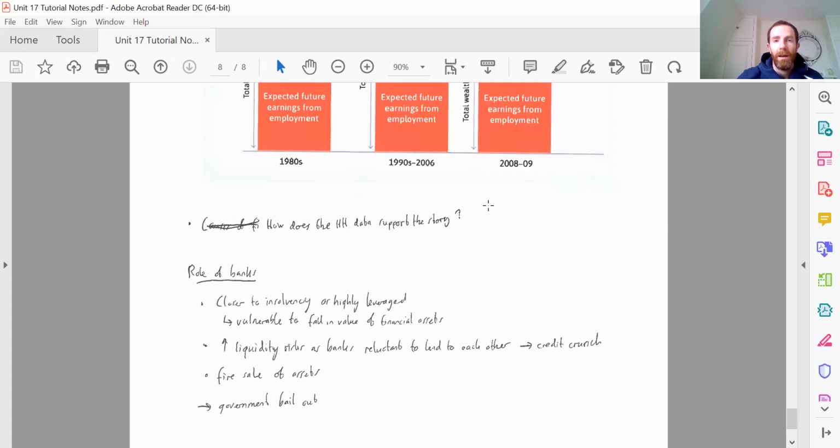So that is a good summary, I think, of how we can use the models we've seen to think about a very long period of economic history.